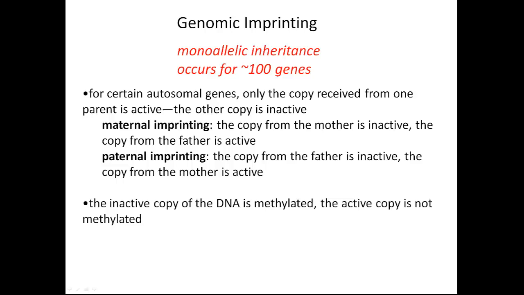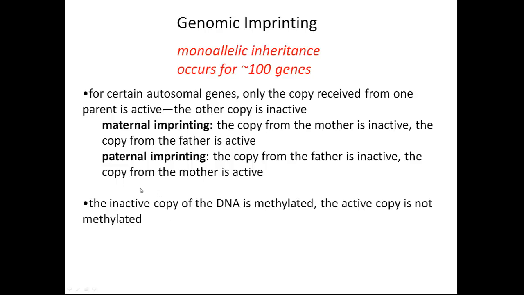The last topic we'll talk about is something called genomic imprinting. Now, this is only found for maybe 100 genes in humans, and it is called monoallelic inheritance. So there are certain autosomal genes that the copy that you get from one parent is inactivated. So you only have one allele that is active. For maternal imprinting, the copy that you got from your mother is inactive, and so your good copy is from your dad. And then for paternal imprinting, the copy that you got from your father is inactive.